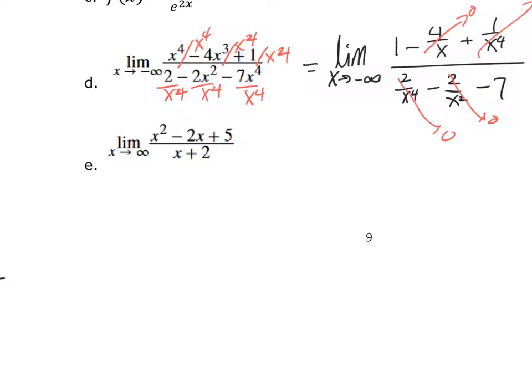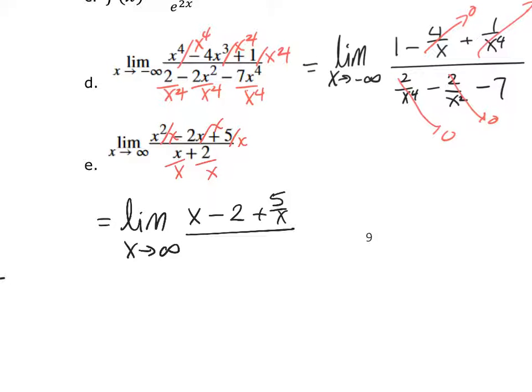This one, on E, what is the highest power in my denominator? It's only x. I'm going to divide this by x, this by x, this by x, this by x, and this by x. So I end up with the limit as x goes to infinity of x minus 2 plus 5 over x, over 1 plus 2 over x. When we let x go to positive infinity, a very large number, the things that are going to go to 0 are the 5 over x and the 2 over x. That'll both go to 0.